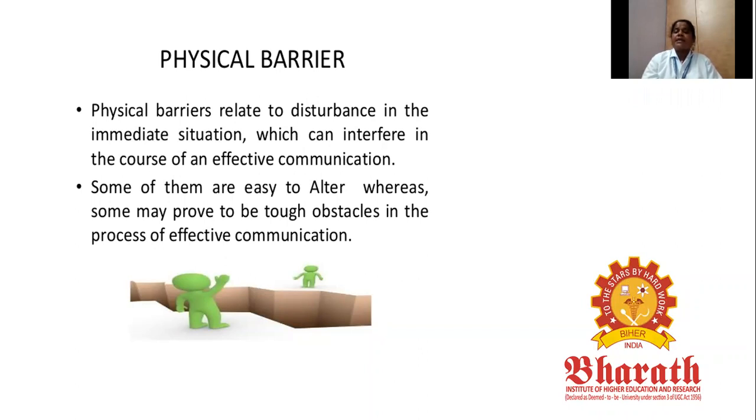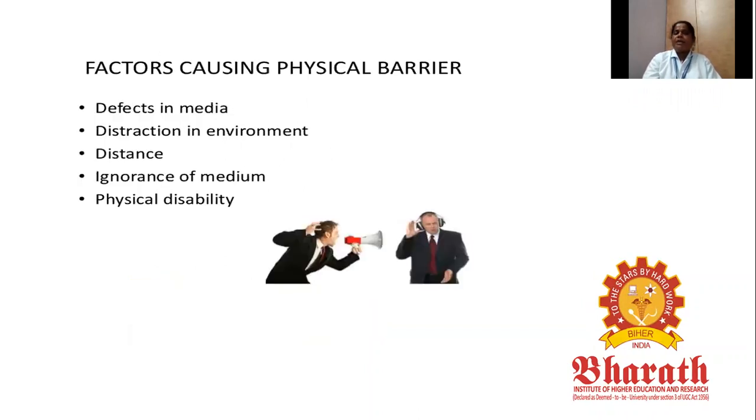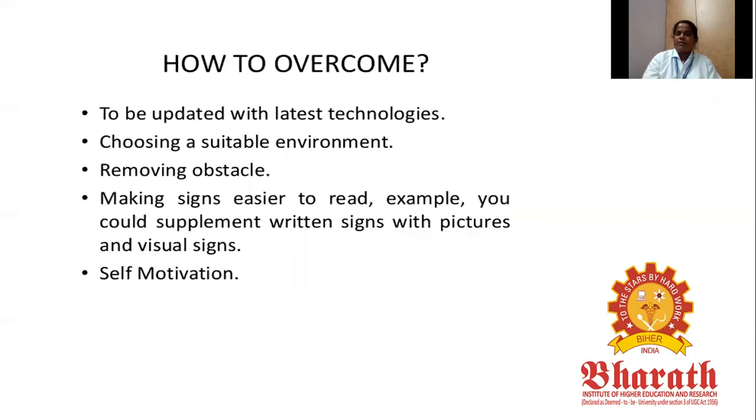For that time, I send the message, I chat the message to the receiver. It is one of the alternatives for communication. There is a physical barrier. The factors causing a physical barrier are defects in media, distraction in the environment, ignorance of media, and physical disability. These are the causes of a physical barrier.